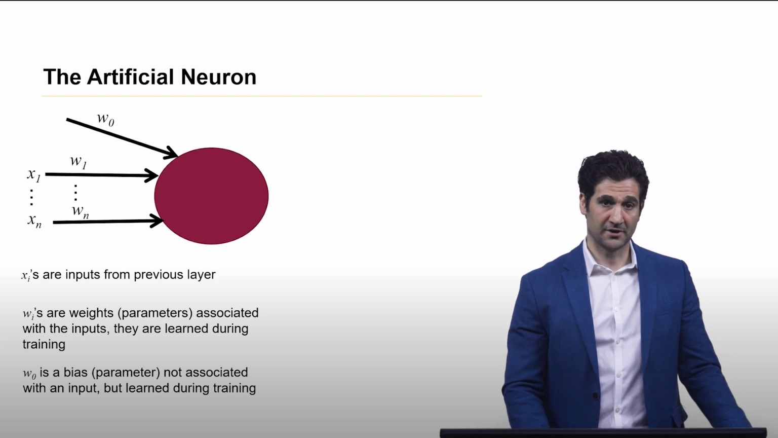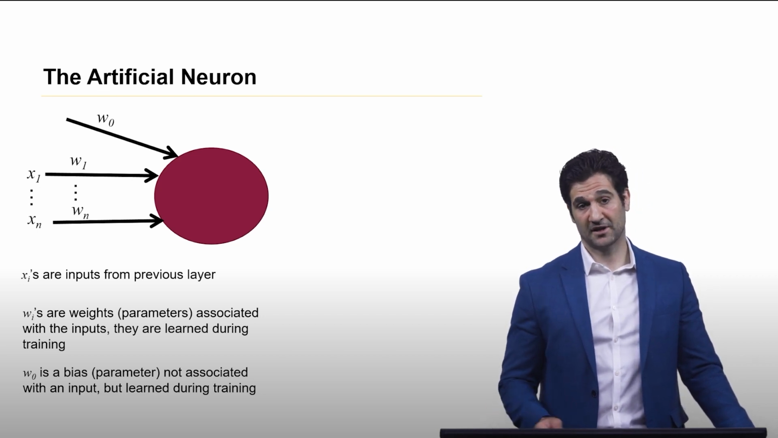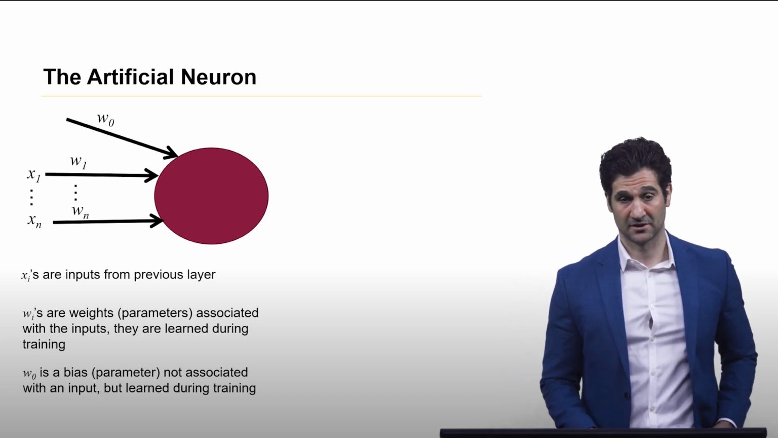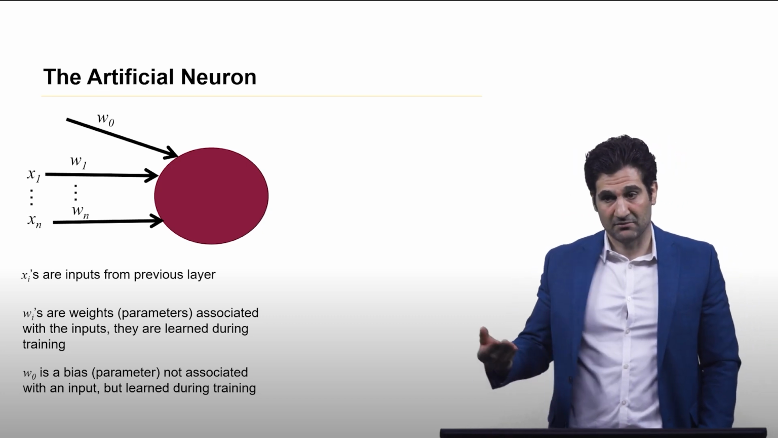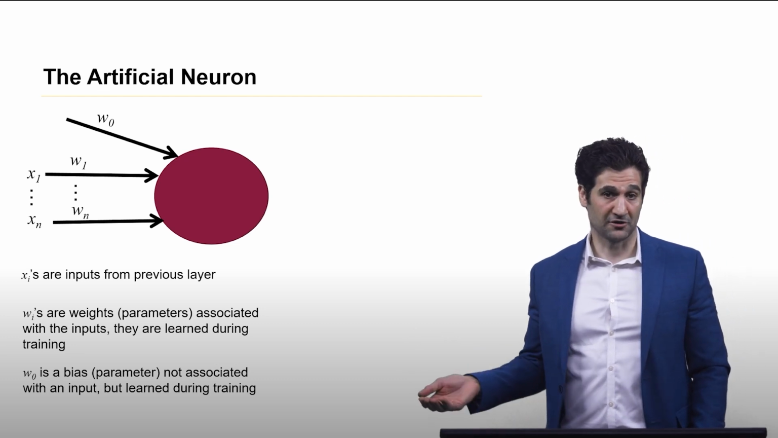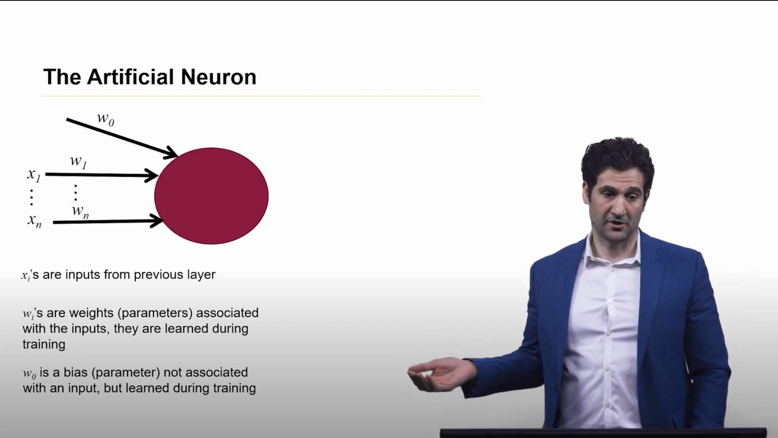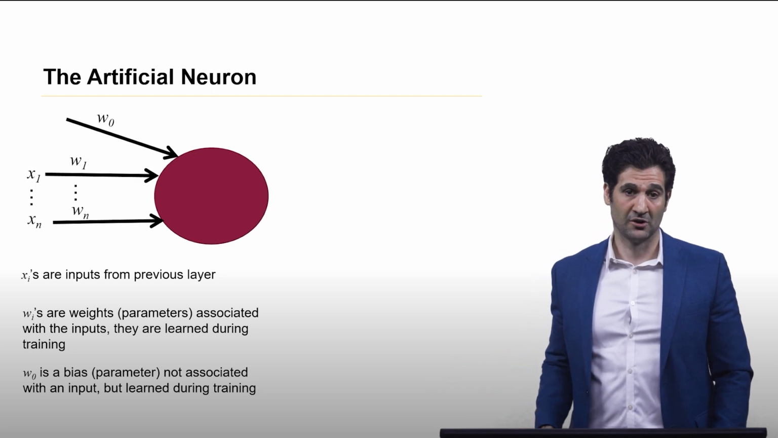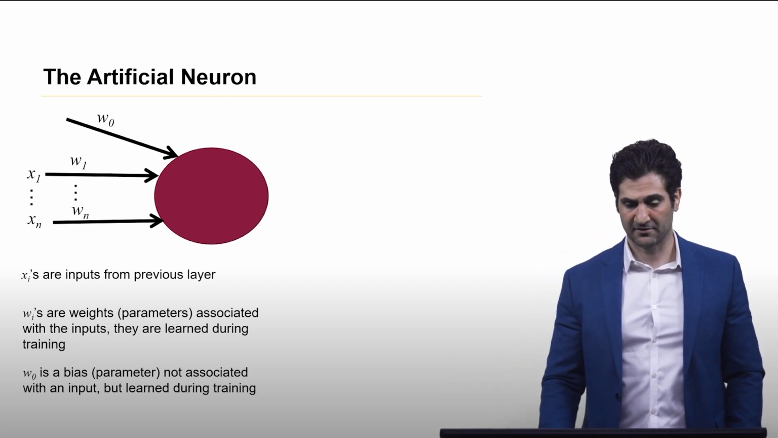And there will also be what's called a bias term. That is a weight, but it's not associated with any of the inputs. And this is something we even see in simpler forms of machine learning like linear regression, where the bias just kind of moves where the function appears on the graph.